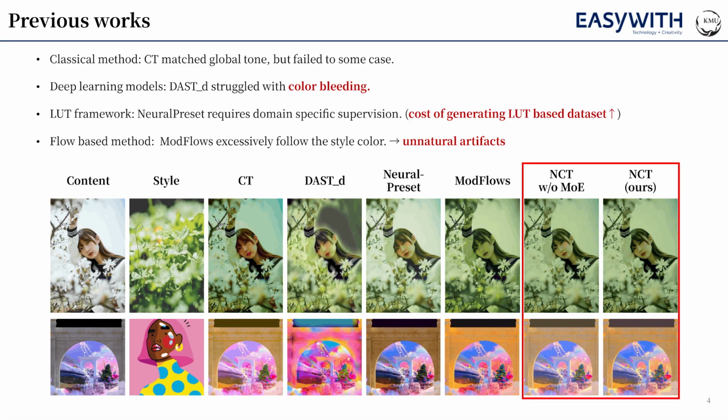Classical CT often fails to fully adapt, leaving behind source colors that shouldn't be there. Moving to deep learning, DSD struggled with color bleeding artifacts. Then there's Neural Preset, which delivers great quality but heavily relied on domain-specific supervision, such as professionally crafted lookup tables. And flow-based models, like ModFlows, fall short. They aggressively overcorrect, blindly forcing the target style and destroying the natural look of the image.